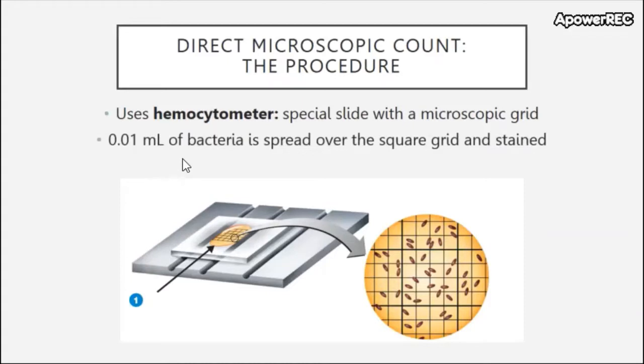So in this particular hemocytometer, you would take 0.01 milliliters of bacteria, and then you would spread that solution over the grid, and you would have this cover slip that goes on top of it.